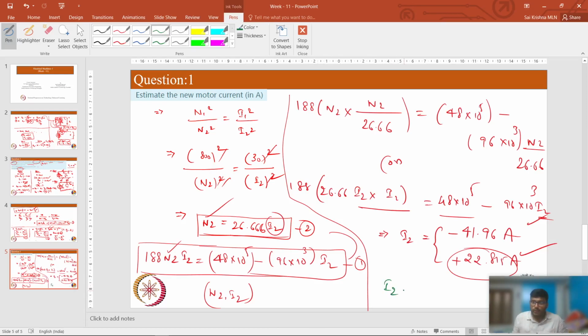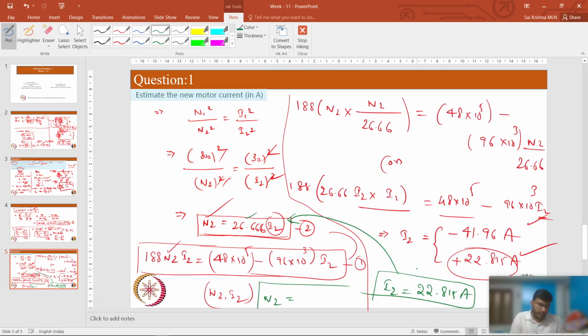Final value of I2 is equal to 22.815 amp. Now you know I2 and you know the relation between I2 and N2. So you take this particular I2, substitute I2 here, and you will get N2. I'll just write it here itself: N2 is equal to 26.66 multiplied by 22.8. Can someone tell me how much it is?